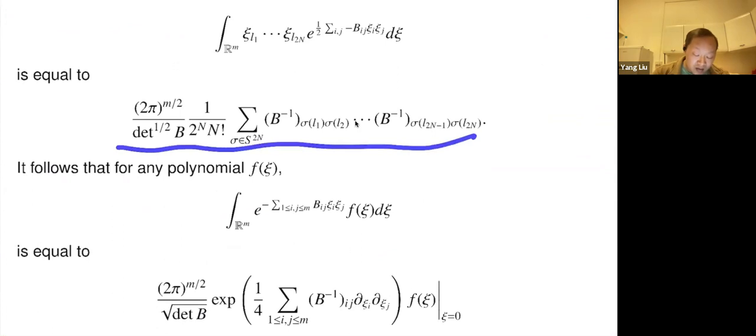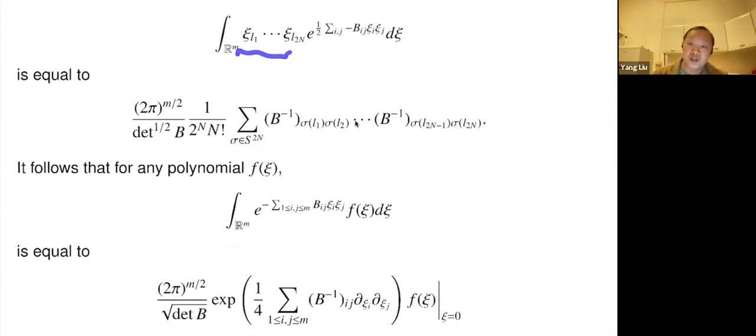You can view this so if you know how to integrate, if you know the value for monomials, and then you know how to integrate in general any polynomials, you are sort of taking the generating function. You can see that this is indeed the exponential function.